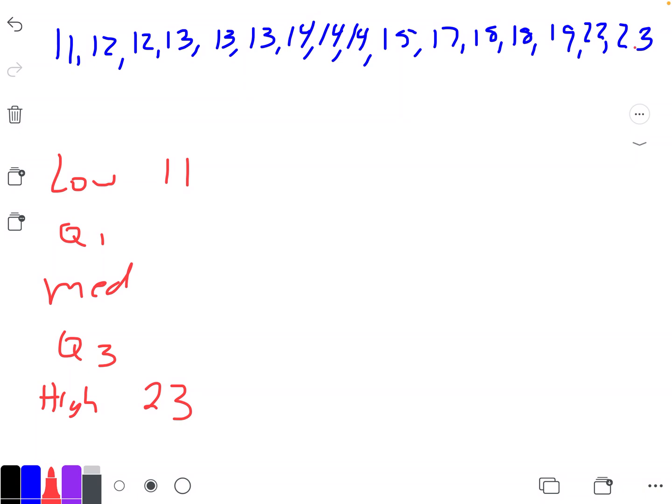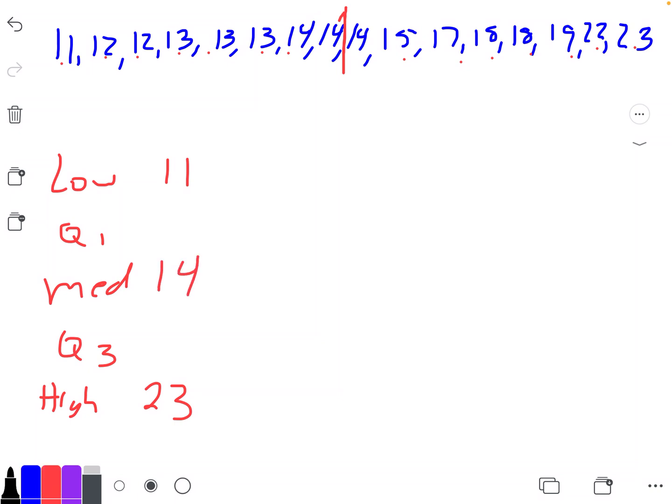So we can say, there's 1, 2, 3, 4, 5, and 1, 2, 3, 4, 5. So it's going to be right between these two 14s. You can do 14 plus 14 divided by 2, which is 28 divided by 2, which is 14. So your median is 14.